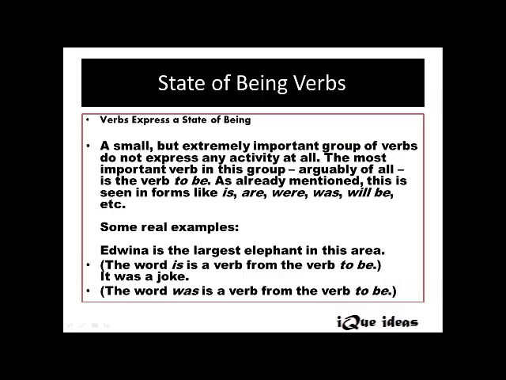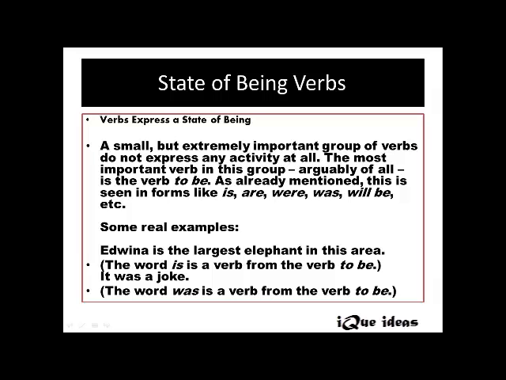Now let's move on to the most important part, that is state of being verbs. Here, these verbs express a state of being. A small but extremely important group of verbs do not express any activity at all. That's why these verbs are called state of being verbs. The most important verb in this group is the verb to be. Don't be caught by surprise when we use this verb form to be. In present, it is equivalent to is, am, are. In past, is, am, are become was, were. In future tense, the to be form is will be.